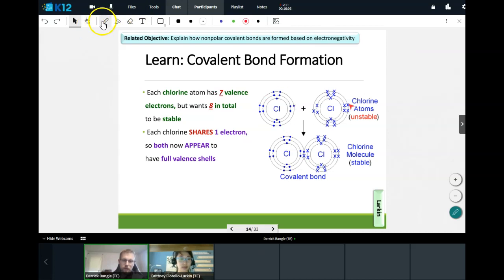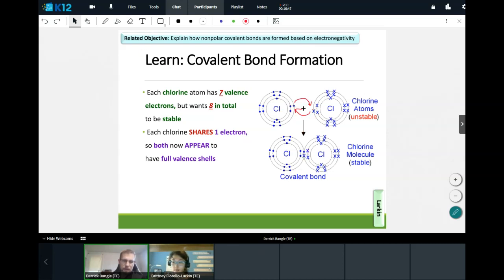So we have 2 chlorine atoms that are both the same. They both have 7 valence electrons. If they both give up 1 valence electron to the other to share, then they will both satisfy their octet. They want to gain one, but each of them can gain one to satisfy their octet. So the chlorine with the X's can give that one X over to the dots, and the chlorine atom with the dots can give that dot over to the X's.